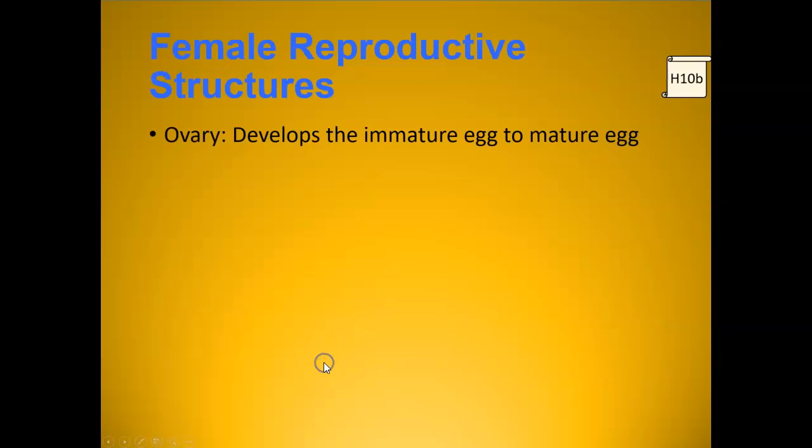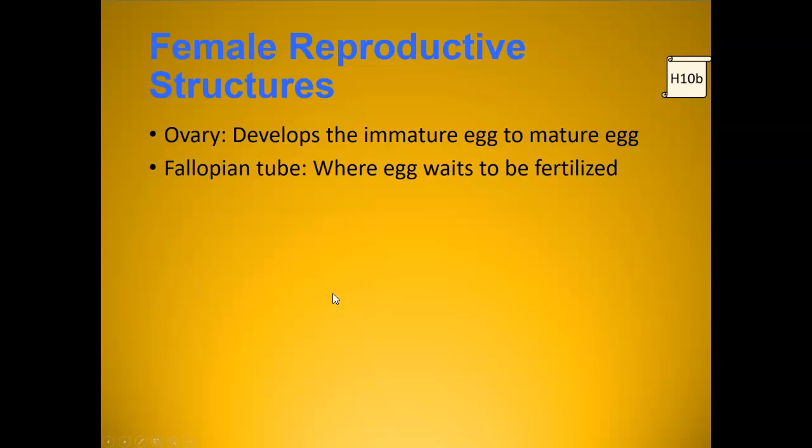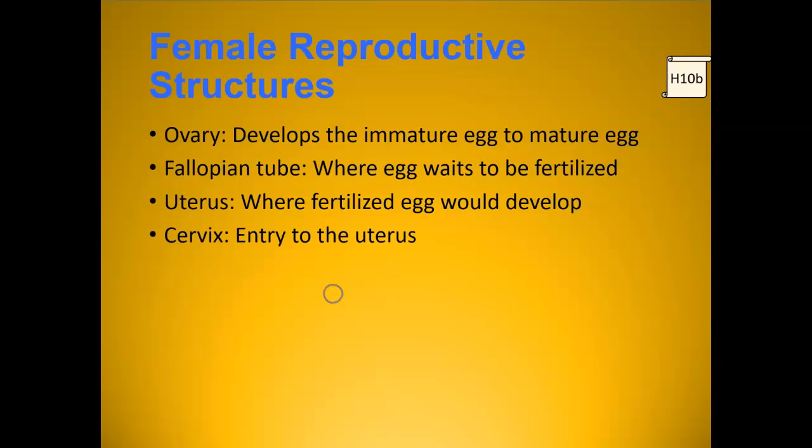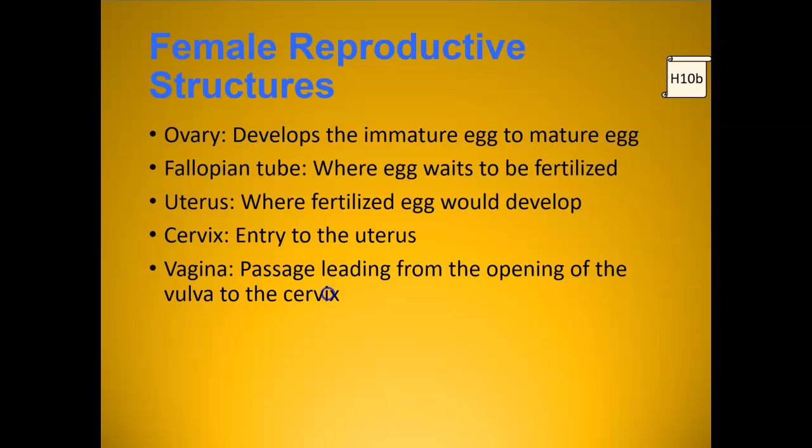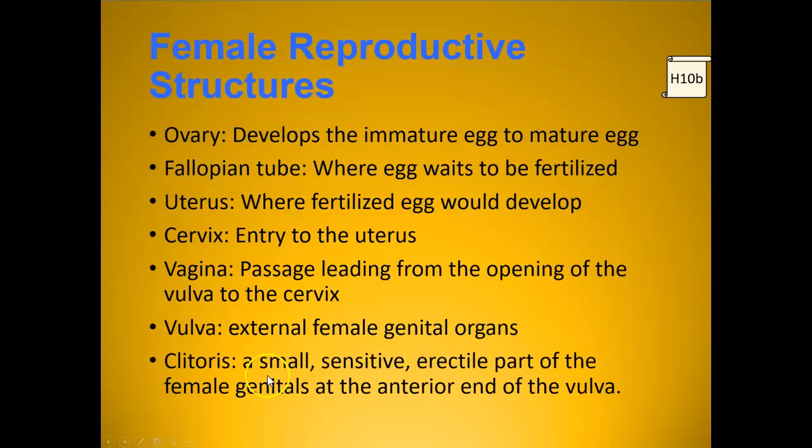All right, female reproductive structures. We've got the ovaries, and these are the gonads again. They develop the immature eggs into mature eggs. We've got the fallopian tubes where eggs wait to be fertilized. We've got the uterus where fertilized eggs would implant and develop. The cervix, which serves as the entry to the uterus. The vagina, which is the passage leading from the opening of the vulva to the cervix. The vulva, which is a general term for external female genital organs, whatever is visible. And then the clitoris, a small, sensitive, erectile part of the female genitals at the anterior end of the vulva.